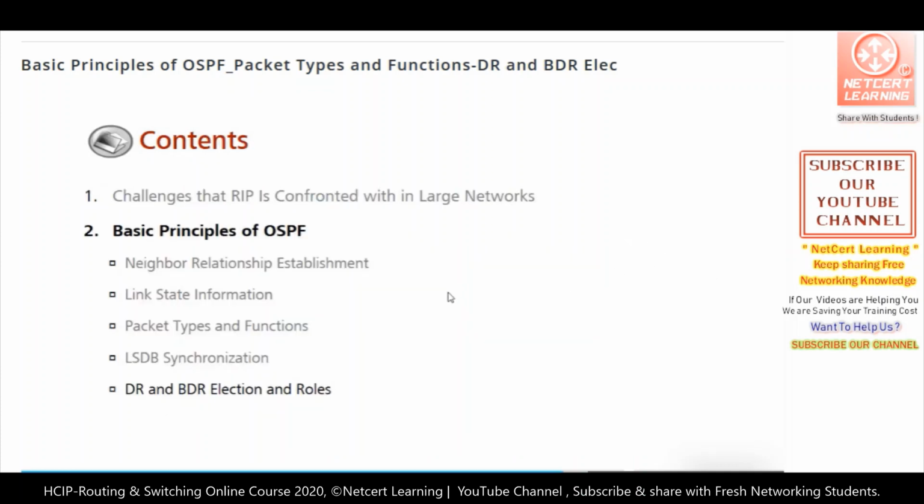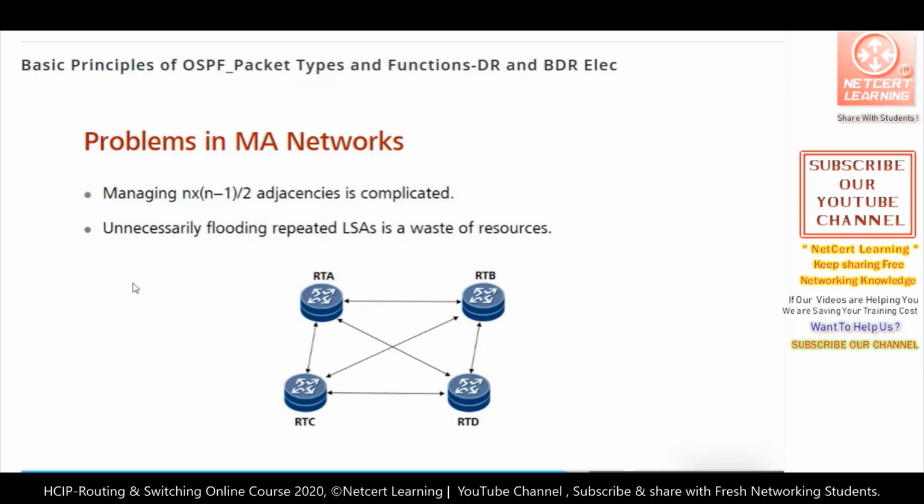Lastly, on this topic, we look into the designated router and backup designated router election and role. Now first, let's look into the problem in a multi-access network. Managing n times n minus 1 divided by 2 adjacencies is complicated. What does this mean? If you look at this diagram, I have router A connected to router B, router C, and router D, connected logically over the multi-access network. They are running on a switch.